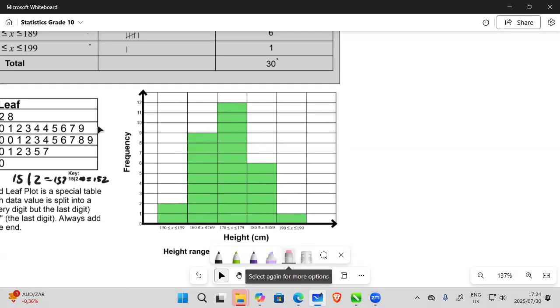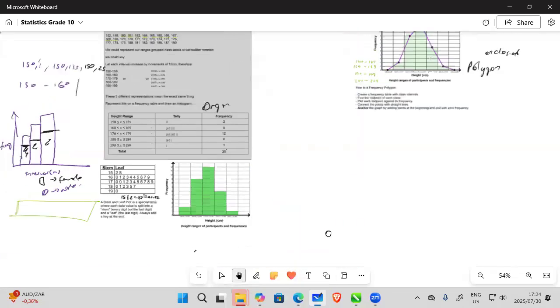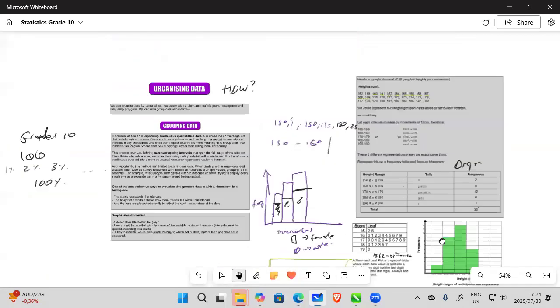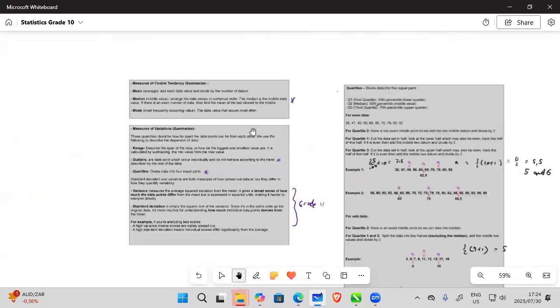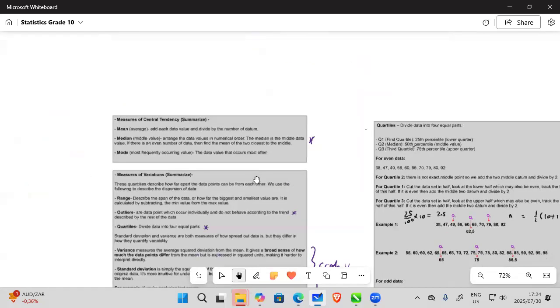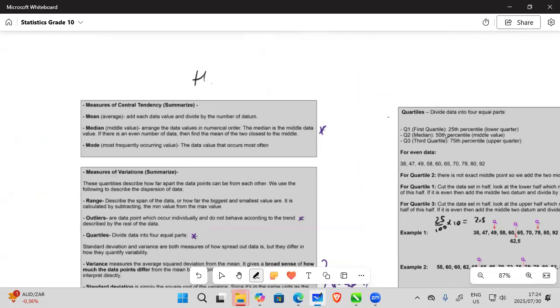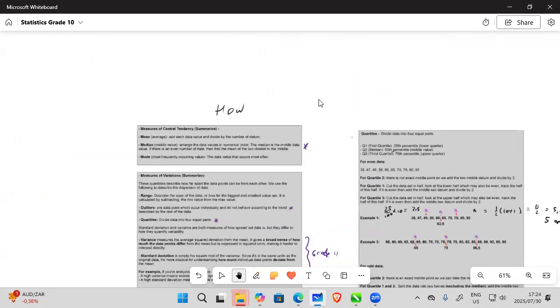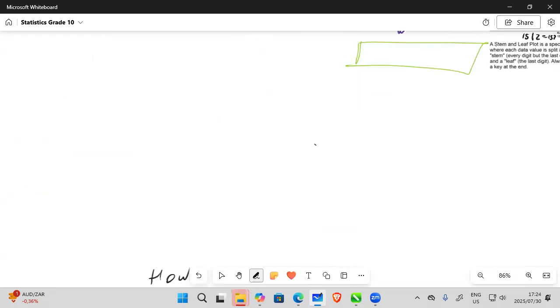Okay, so that's that. We talked about the organization of data. That's how we organize data. Now let's go to the how of summarizing data. All right, so remember, guys, I just want to really drive the point home.